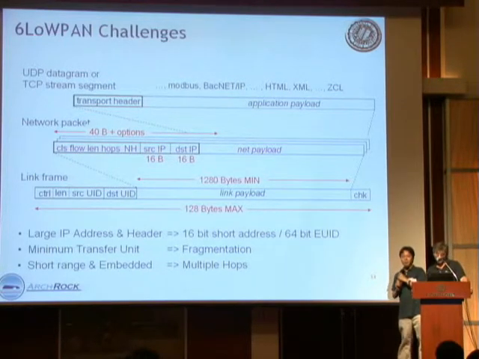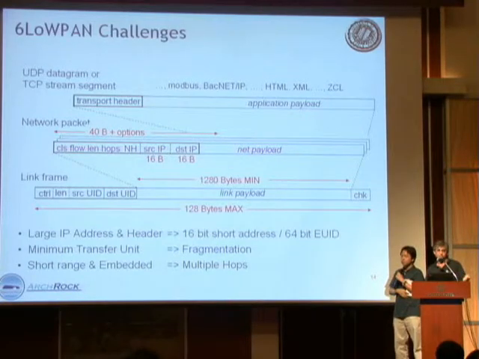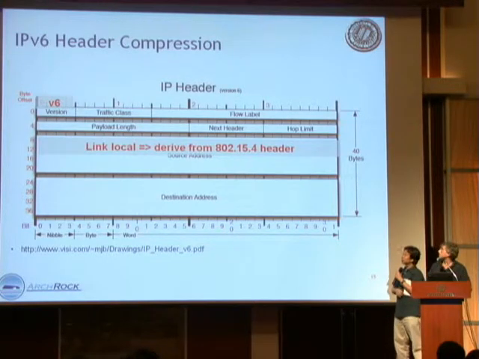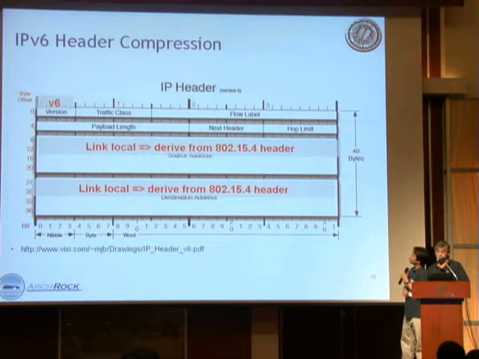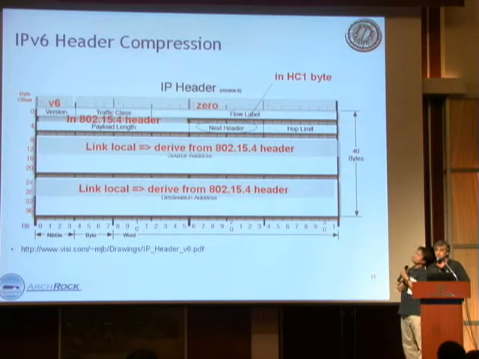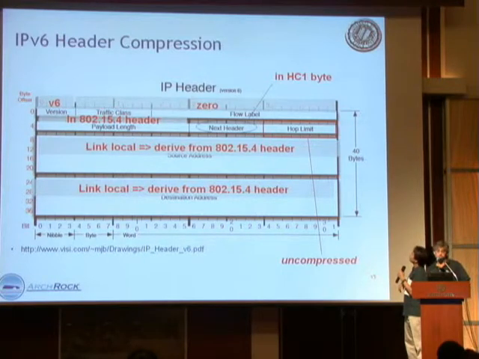6LoWPAN solves this by eliminating all information that it can derive at the destination, and also does fragmentation. For example, the version is 6. The IP address of the source could be derived from the 15.4 MAC address. If both devices are 15.4 devices, the destination can be derived. The class and flow can be 0. We can compute the length from the 15.4 length, and we know that the next header is UDP or TCP, so the only piece of information that needs to be transmitted is the number of hops.